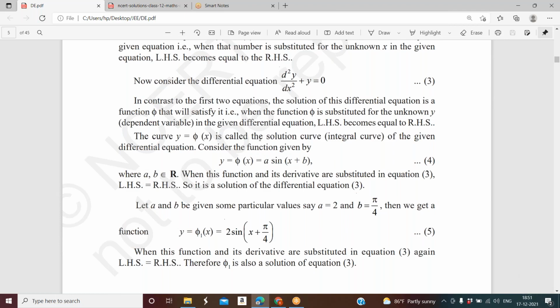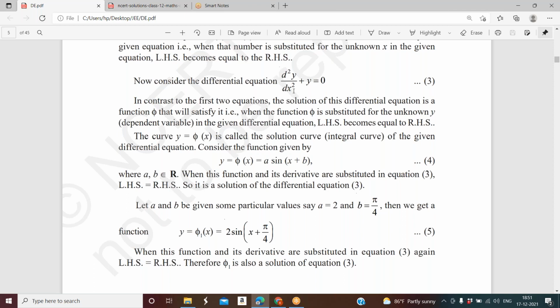Now consider the equation y equal to a into sine of x plus b. Suppose this is, I am telling that this is the solution for this differential equation: d square y by dx square plus y equal to 0. This is the differential equation we are considering.